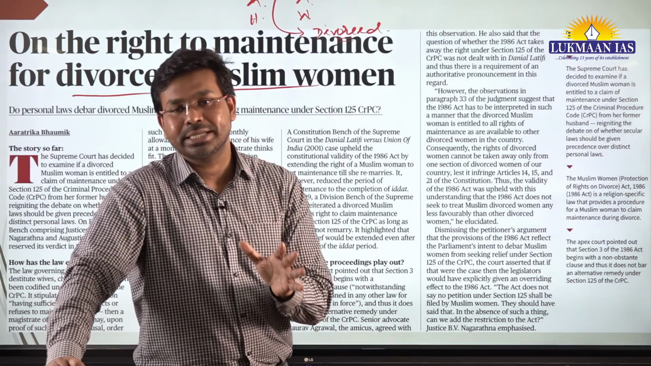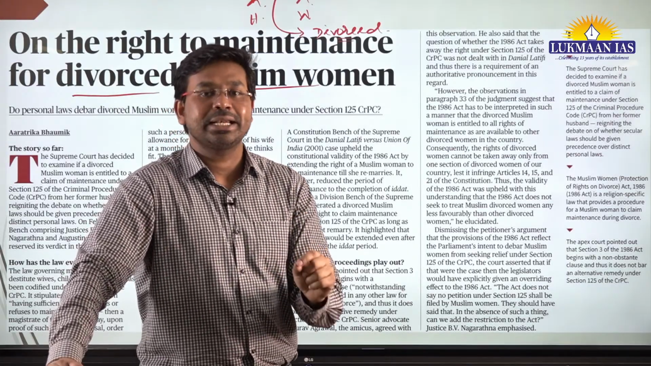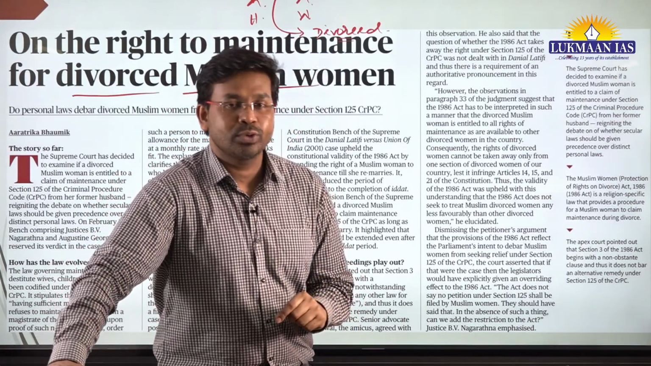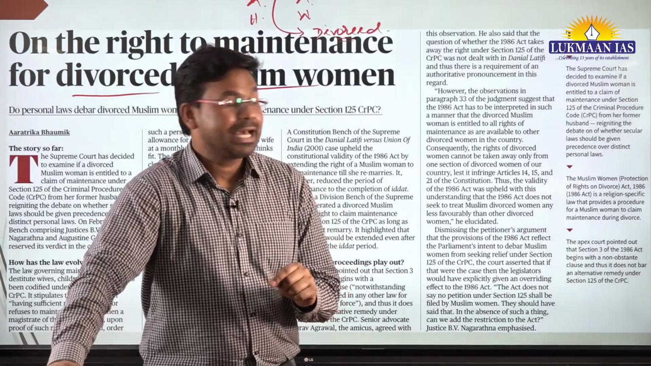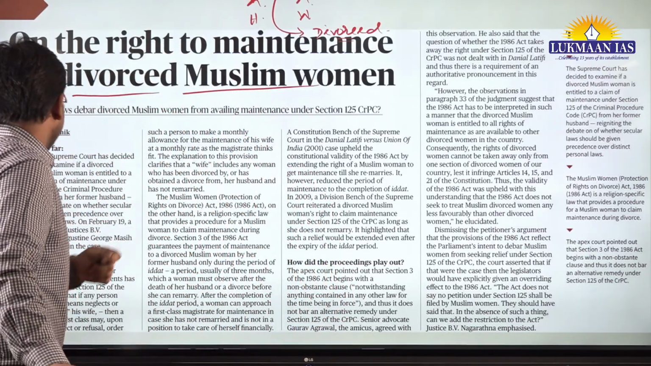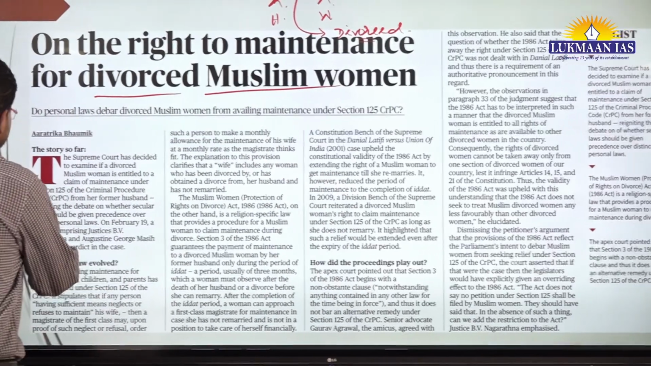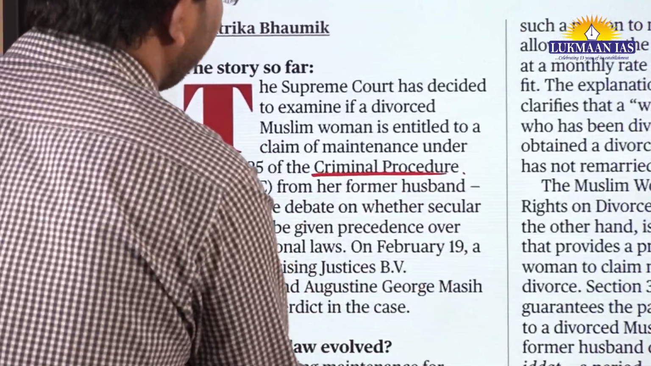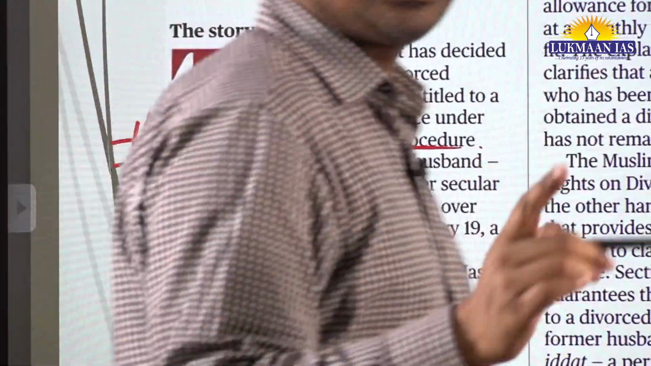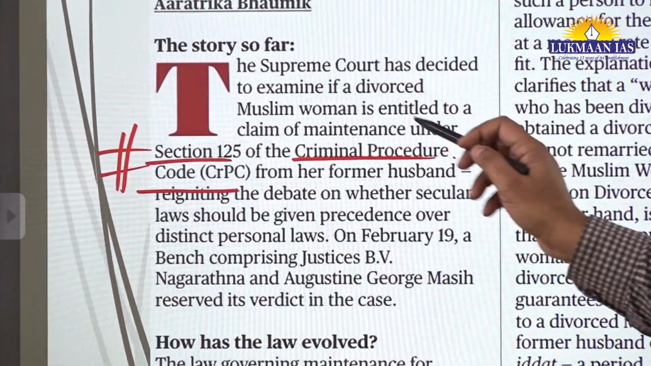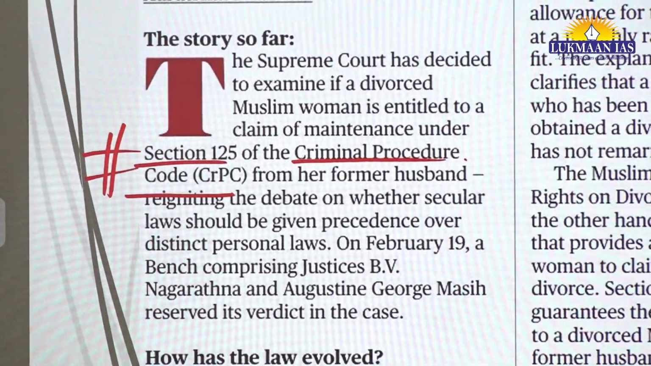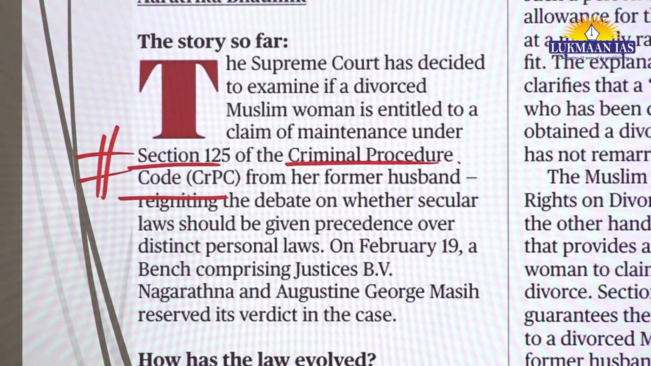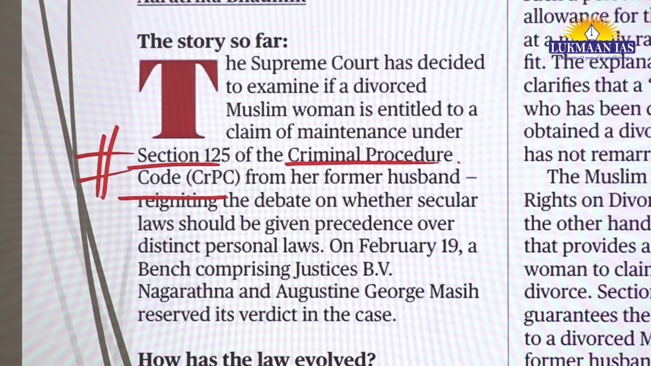To understand this article, you need to understand that we have the Criminal Procedure Code in India, known as CRPC. Under CRPC, there is a specific section. Which section? It is known as Section 125 of the Criminal Procedure Code, which talks about the rights of divorced women to maintenance from her husband, right?